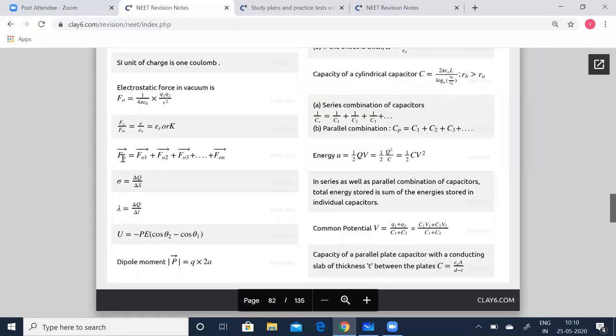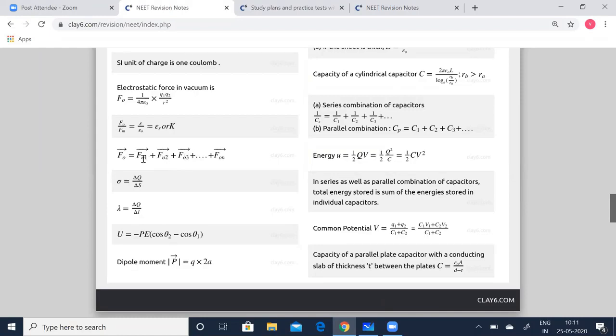F0, or force with respect to origin, is equal to F01 plus F02 plus F03 plus F04 and so on till F0n, where F0 is now going to be the force with respect to the origin, and F01 is going to be the force with respect to origin and the first body. F02 means O, origin with respect to the second body, second particle or second charge, you can say.